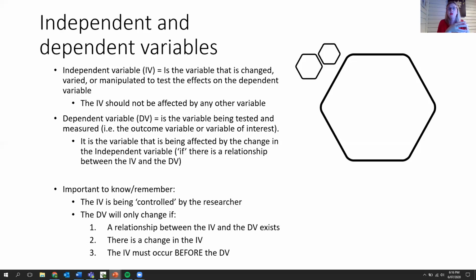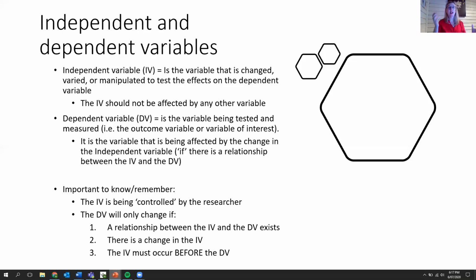So the dV would be the thing that we're wanting to measure. We can also call this an outcome, a variable of interest. So it's the thing that we're really interested in a study. Now, if there is a relationship between the IV and the dV, we will see the dV change because of the introduction or dependent upon the IV. All right, I know that sounds like a whole lot, but simply put, if we're thinking causal, the independent variable can cause a change in the dependent variable.